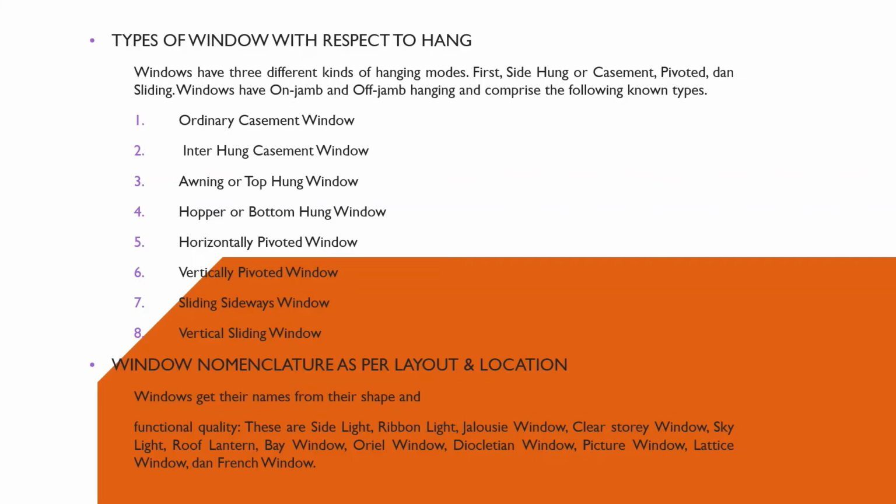Window nomenclature relates to layout and location. Windows get their names for this fundamental quality. These include bay window, clerestory window, skylight, dormer window, bow window, and others.